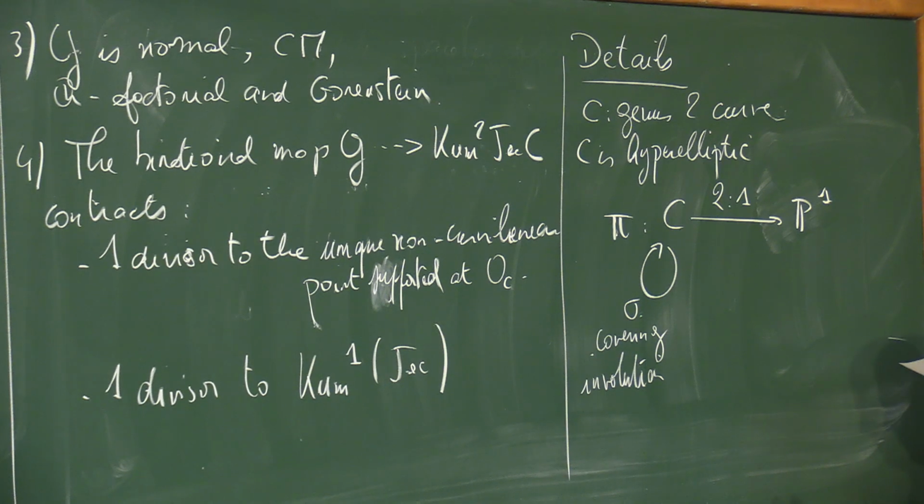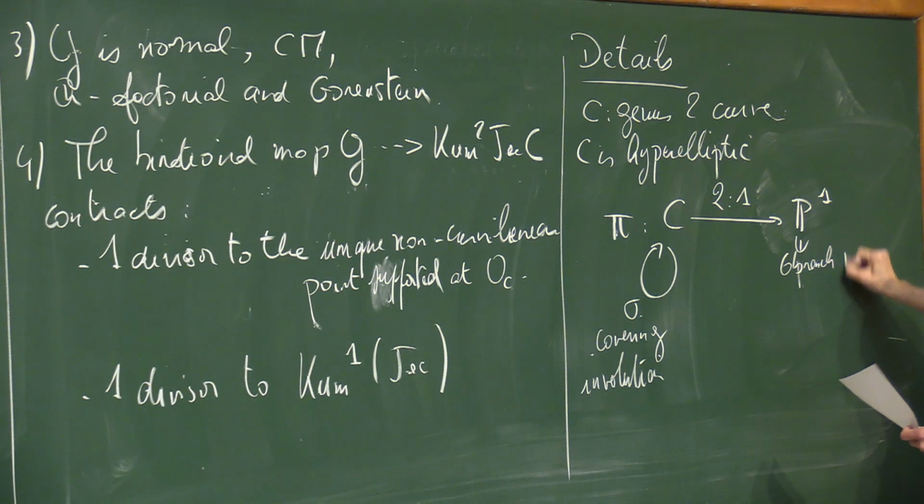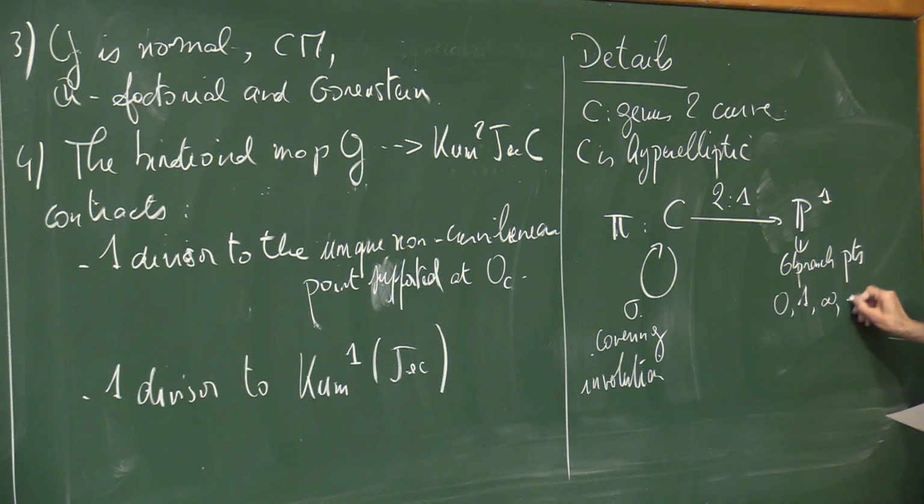And the branch locus is branched in 6 points, 6 branch points. So just to reduce the number of parameters, the first ones will be 0, 1, infinity, and then three free parameters. This explains why this construction has three parameters of deformation.